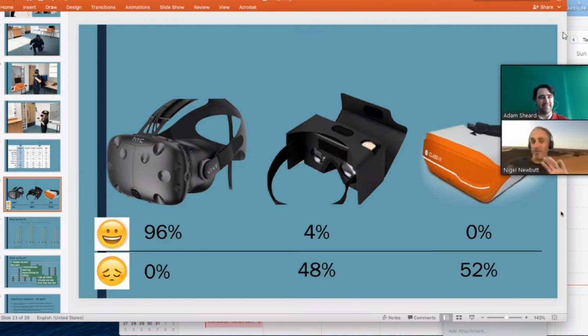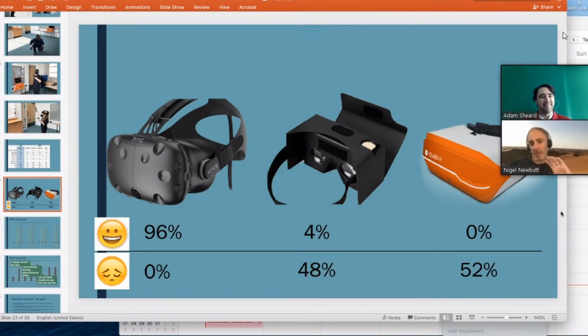And if we were to have done that, maybe we may have found something slightly different. But there was definitely something about the level of immersion and the sense that people really felt like they were somewhere else using the HTC Vive that I think really supported that positive result that we got from our study.